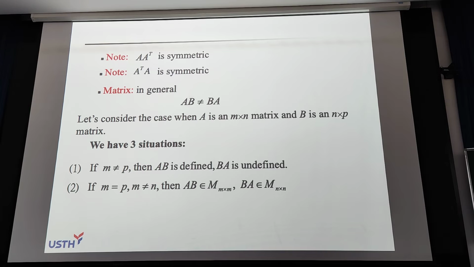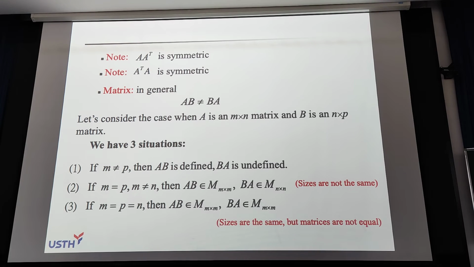And the last possibility, that even in the case M equals N equals P, the sizes of matrices A and B are very special, so that we can multiply both ways. Even in that case, we have AB like here, BA is here. The two products are of the same size, but even in that case, AB and BA can be different from each other.